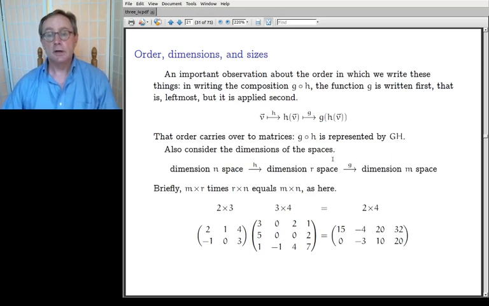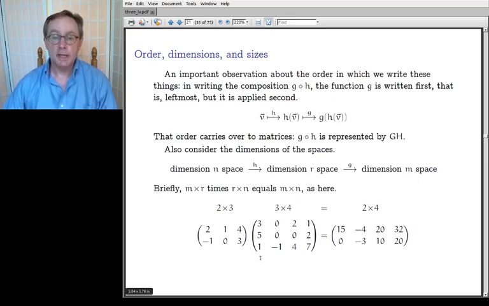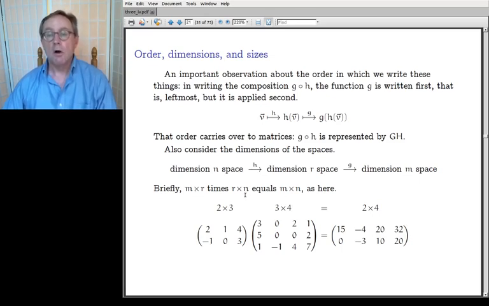Some dimensions here. So the input space is N, and the output space for the composition is M, and the intermediate space is dimension R space. H takes you from dimension N to dimension R. G takes you from dimension R to dimension M, and that makes the matrices have these sizes: M by R, R by N, results in the composition being represented by an M by N.